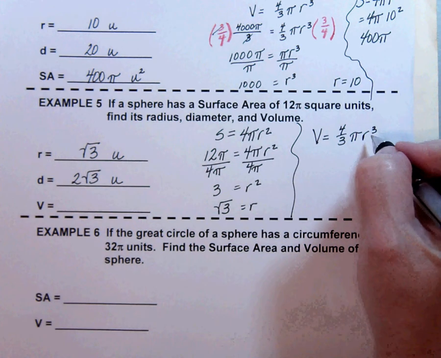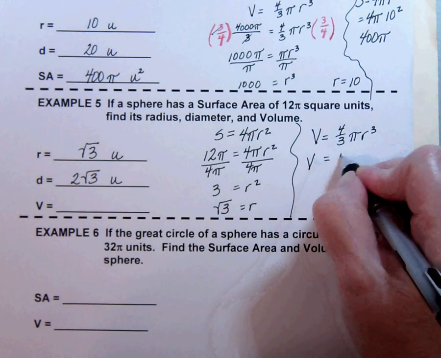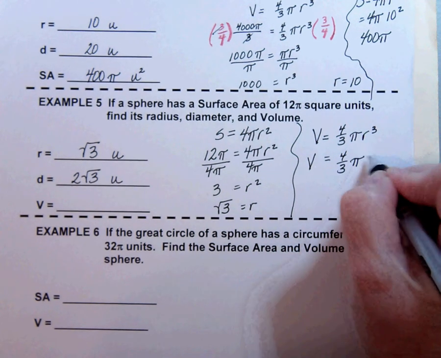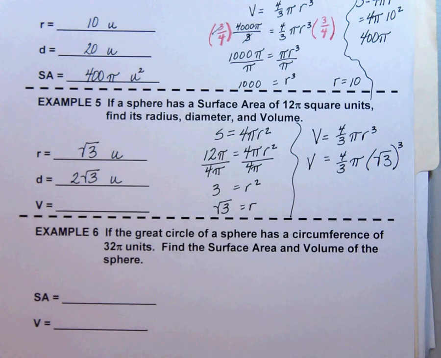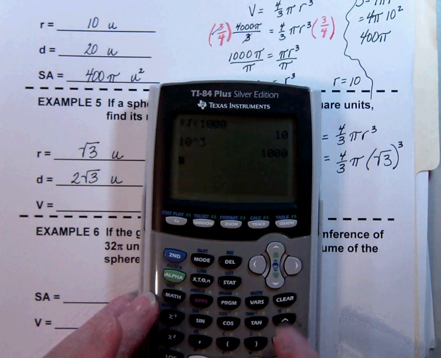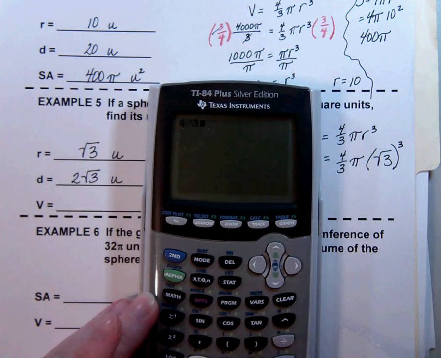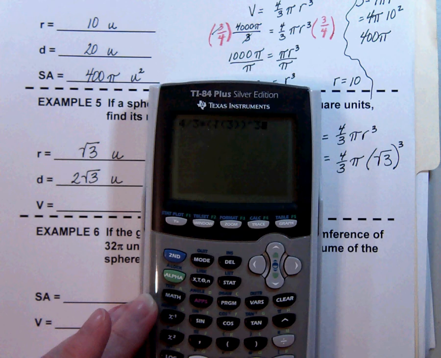And I'm going to show you how to cube the square root of 3. We'll do that in the calculator. It's 4/3. We're going to leave it in terms of pi, but we are going to take the square root of 3 and cube it. Let me show you how to do that. I think I'll go ahead and type it in as 4/3 times, using parentheses, the square root of 3 cubed. Notice I had to use a double set of parentheses to close the radical 3.